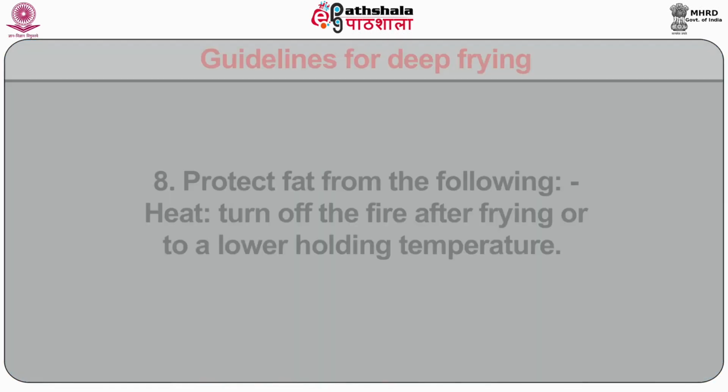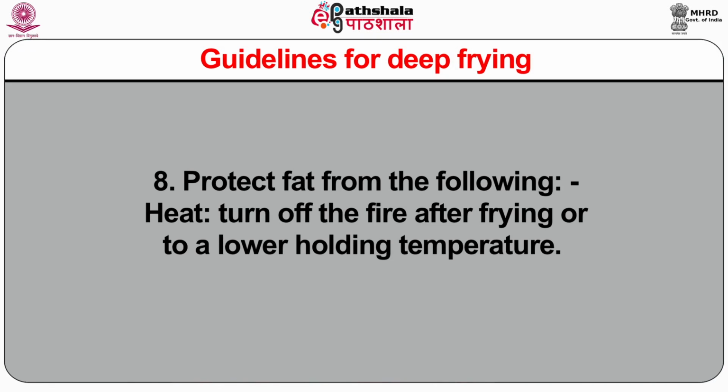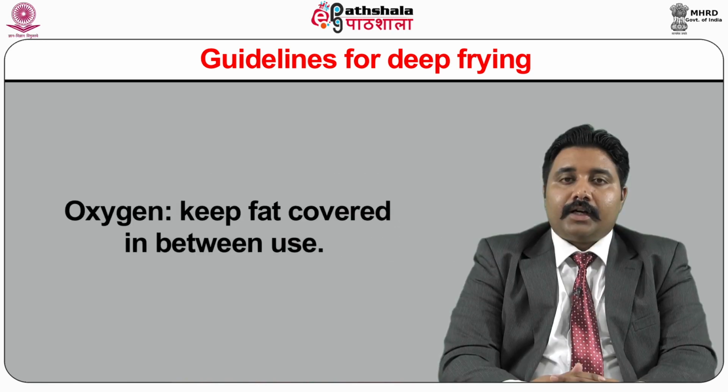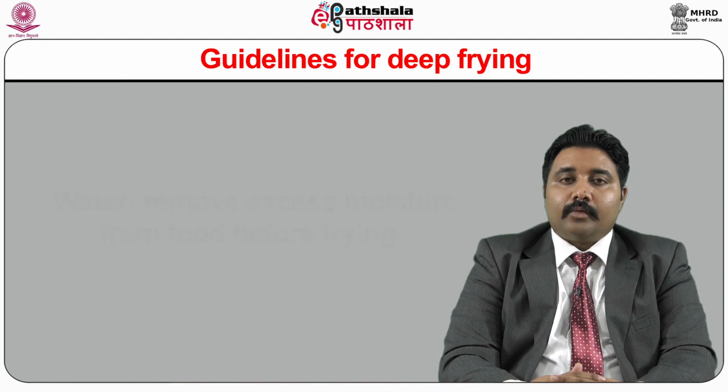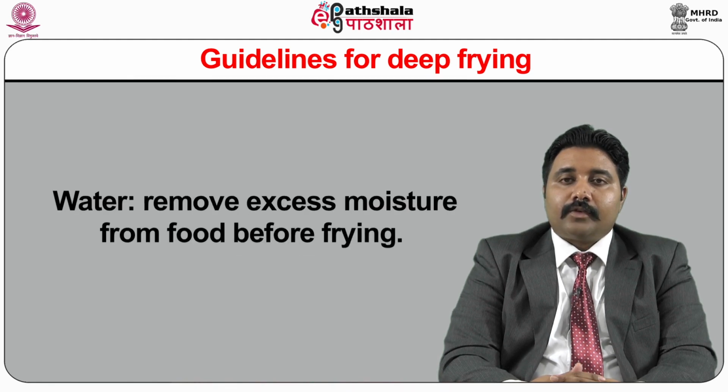Fry as close to the service time as possible. The food moisture quickly makes the breading or the batter soggy. Protect fat from the following. Heat, turn off the fire after frying or to a lower holding temperature. Oxygen, keep fat covered in between use. Water, remove excess moisture from food before frying. Salt, never salt the food over the fryer. Food particles, dust off loose crumbs before frying and skim the fat often.